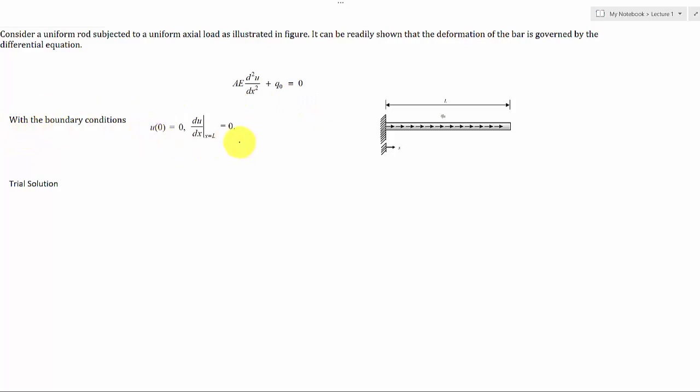So here two boundary conditions are given. That is, u of 0 is equal to 0 and du by dx at x is equal to L is equal to 0. So here this is our governing differential equation, and the boundary conditions are: the first boundary condition is u is equal to 0 at x is equal to 0, and the second boundary condition is du by dx is equal to 0 at x is equal to L.